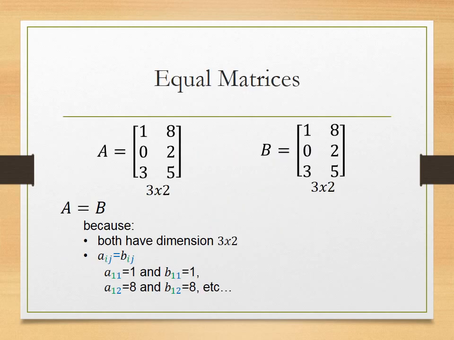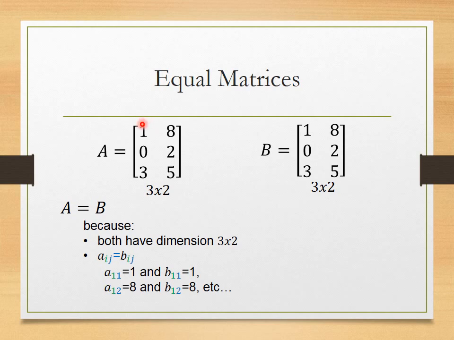Now let's look at an example of two equal matrices. We have matrix A right here, and we have matrix B right here. You can see they both have the same dimension. They both have 3 rows, 2 columns. So they both have a dimension 3 by 2. They have the same dimension, which is one of the things that needs to be true. The other thing that needs to be true is the corresponding elements need to be equal.